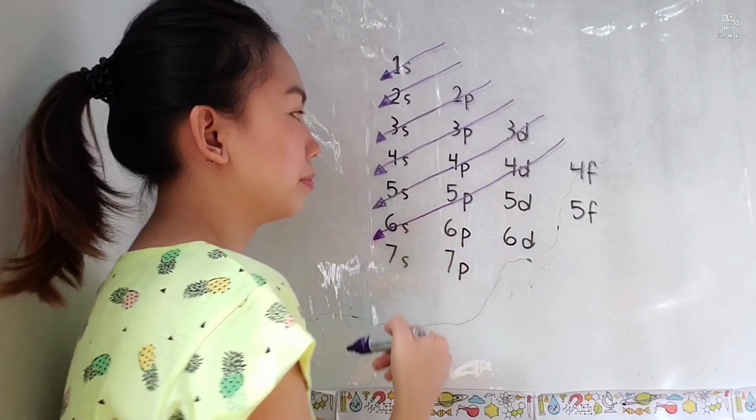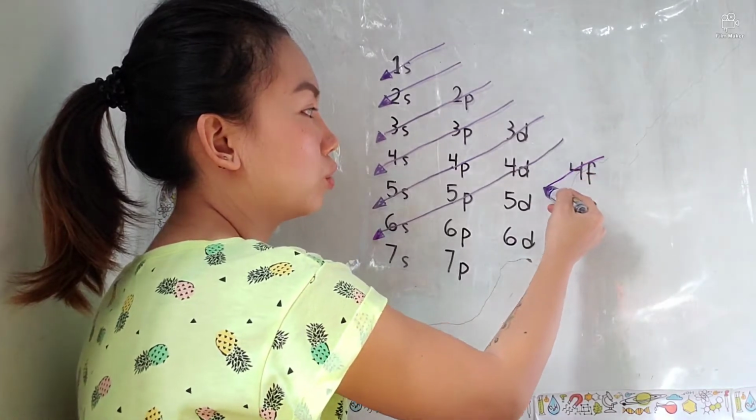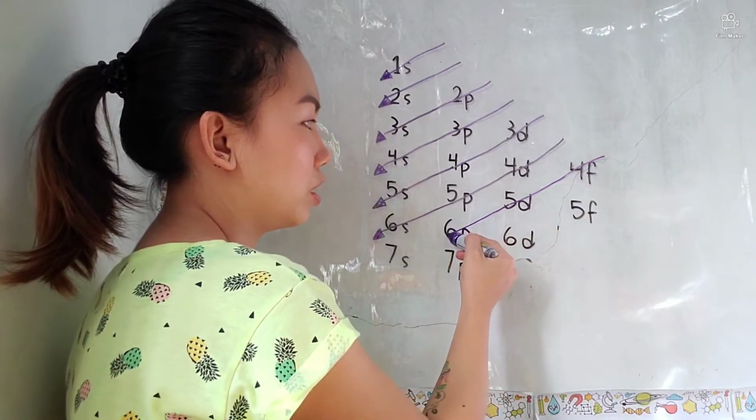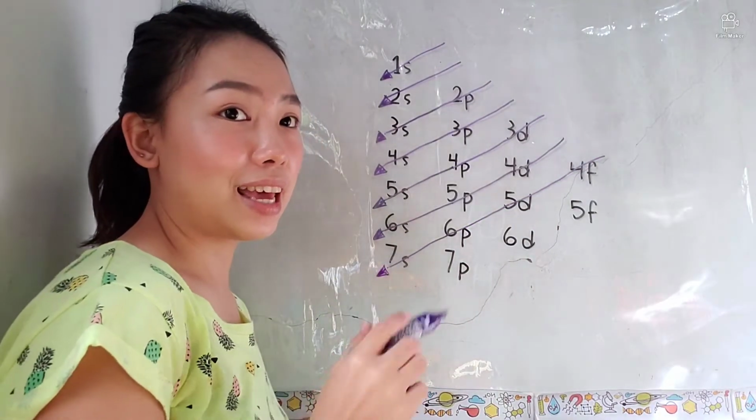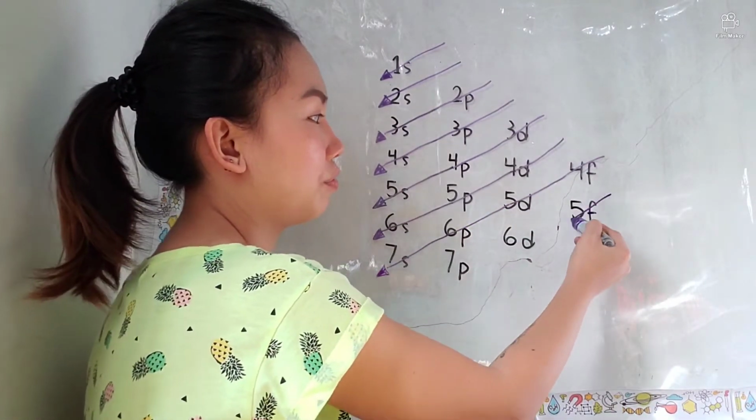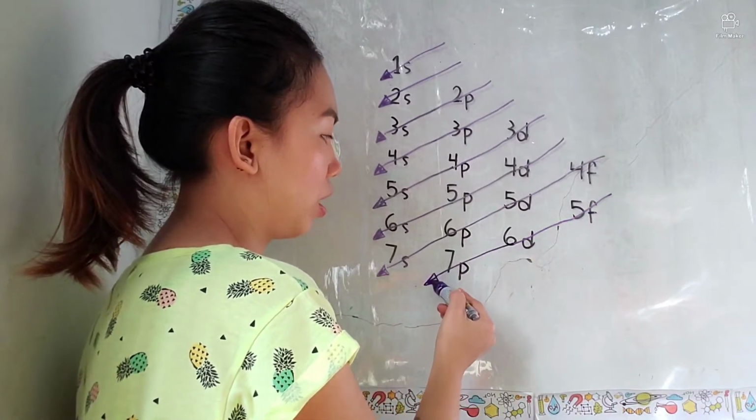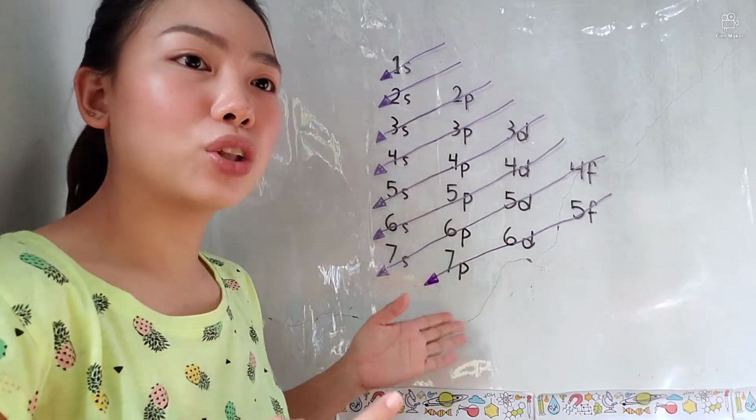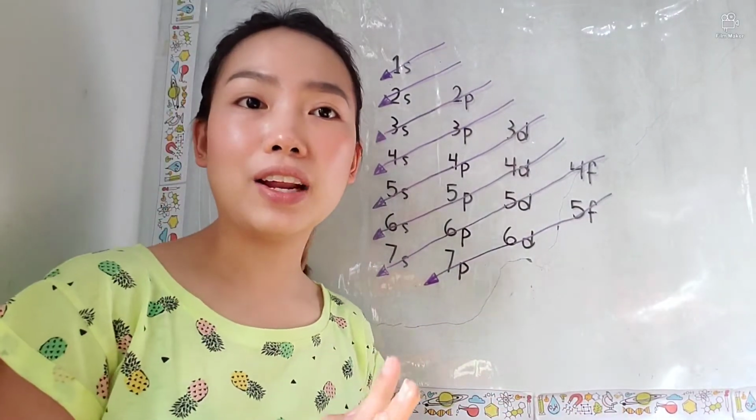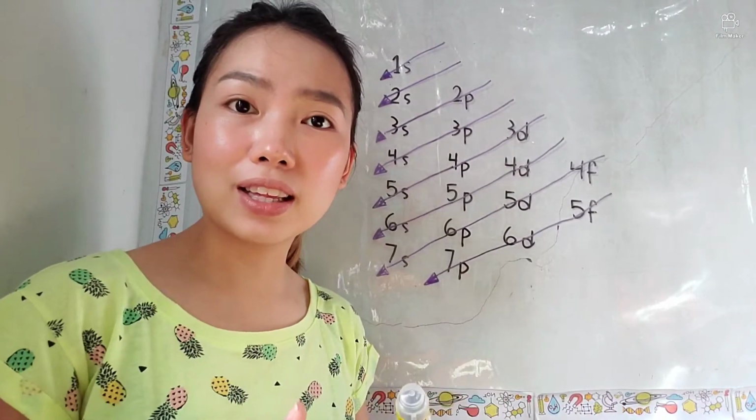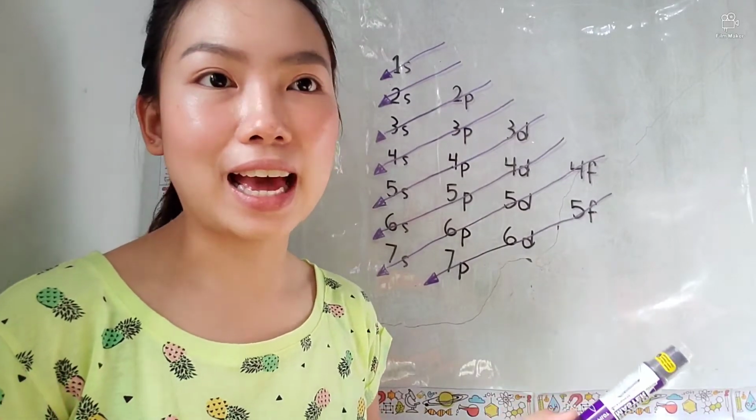6s, and then we have 4f down to 5d down to 6p down to 7s, and then the last one is 5f down to 6d down to 7p. So, yung arrows na ginawa natin dito would be our guide sa arrangement na gagawin natin in the electron configuration, since sabi natin electron configuration is the arrangement of the electrons in an atom.